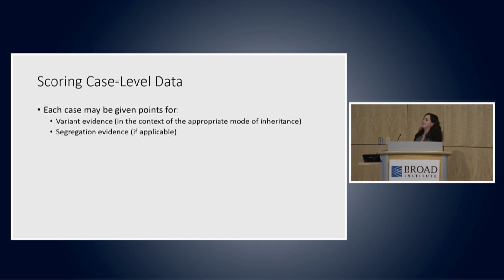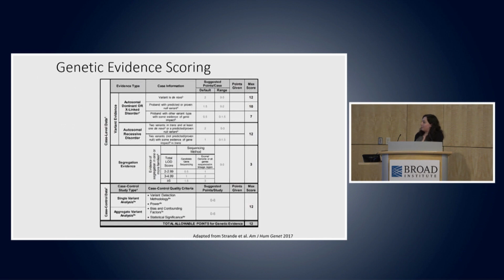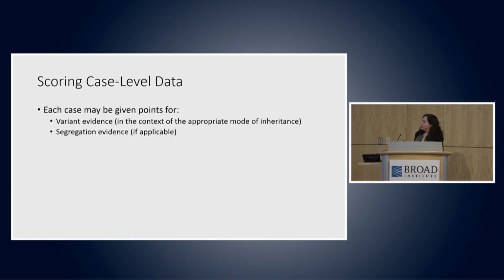So for scoring case level data, each case can be given points for the variant evidence, and this is split by mode of inheritance, so you're gonna do different scoring for autosomal dominant and X-linked than autosomal recessive, which is why I mentioned for a gene curation, it's a gene, disease, and a mode of inheritance, because there's specific scoring for each mode of inheritance in the genetic evidence matrix. So you can score for the variant evidence in the context of the appropriate mode of inheritance, and also segregation evidence if applicable, and we do have some restrictions on the size of families that you would use for that.